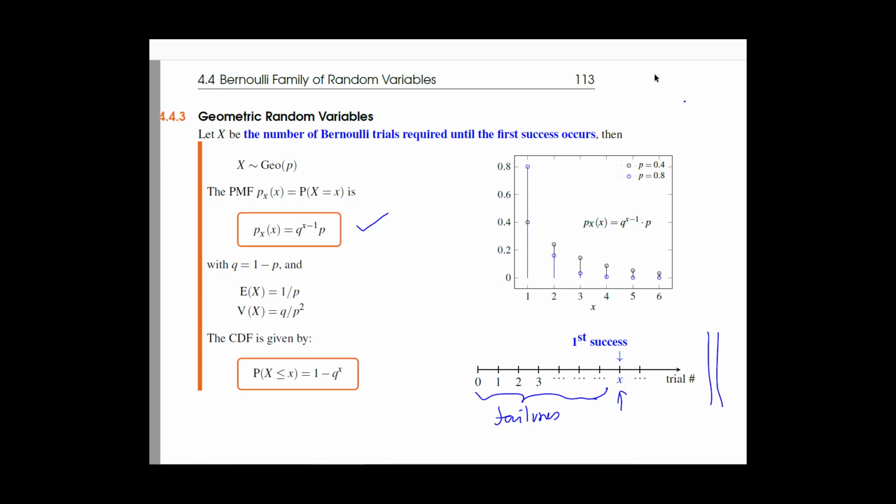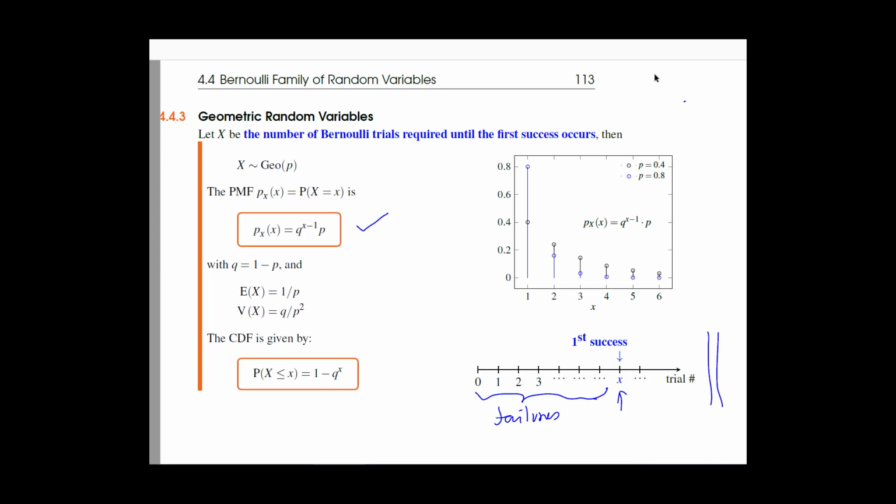And why we do that is, again, it's the multiplication rule in chapter 1, and it's the event of the intersection of all these trials. The events are the first x minus 1 are a failure, and the last one is a success. Since they're independent, we can go ahead and multiply those probabilities.